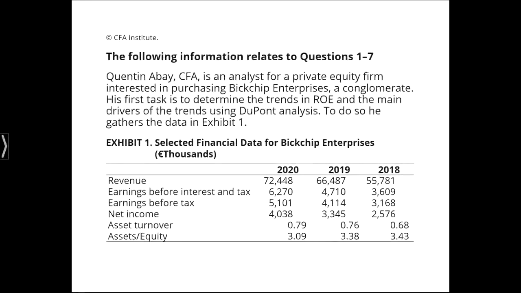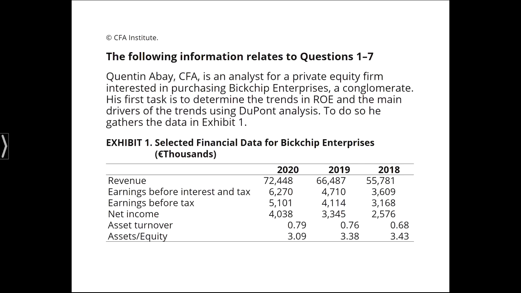Okay, so let us have a look now at a CFA Institute end of chapter question, and the question we're looking at is Quinton Abay. So Quinton Abay, CFA, is an analyst for a private equity firm interested in purchasing BigChip Enterprises, a conglomerate. His first task is to determine the trends in ROE and the main drivers of the trends using DuPont analysis.